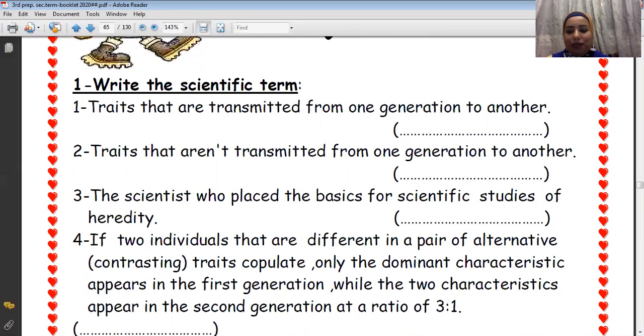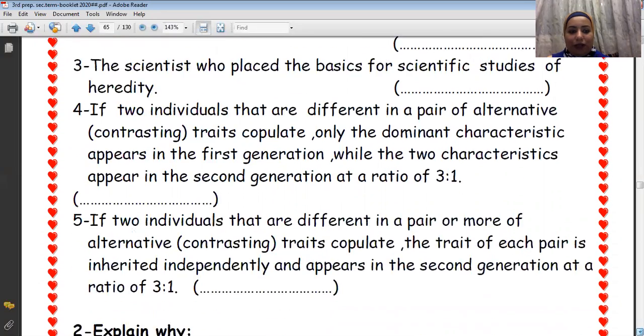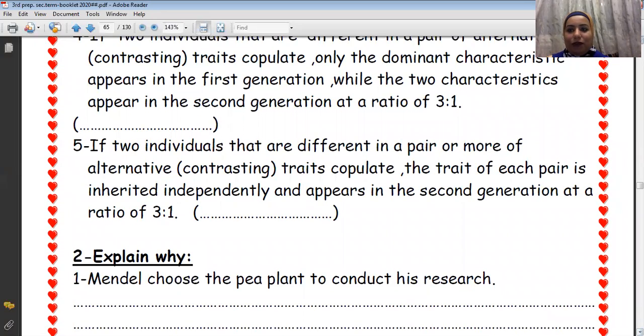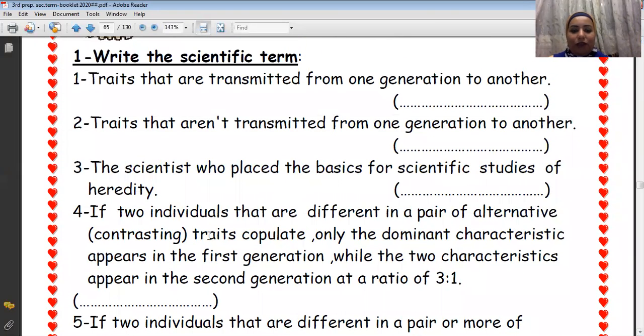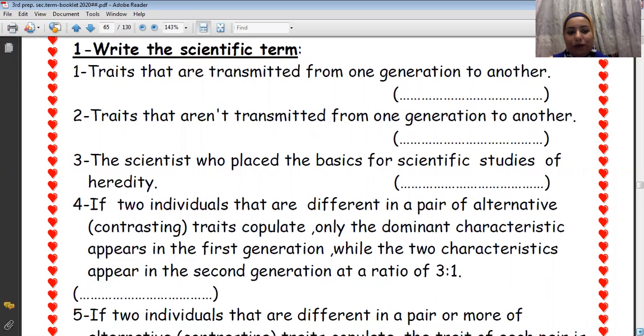Please focus and differentiate between number 4 and number 5. If two individuals that are different in a pair of alternative or contrasting traits couple, only the dominant characteristics appear in the first generation, while the two characteristics appear in the second generation at a ratio of 3 to 1. This is the definition of Mendel's first law.